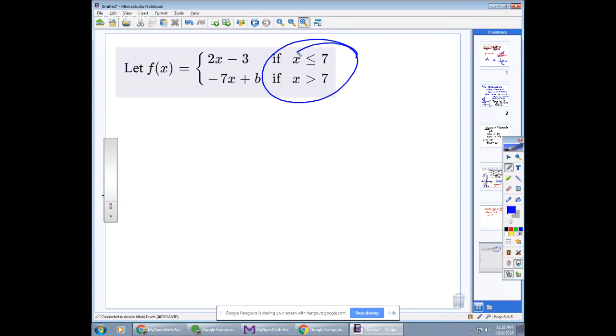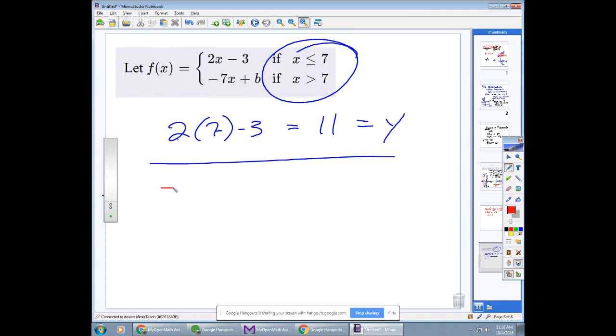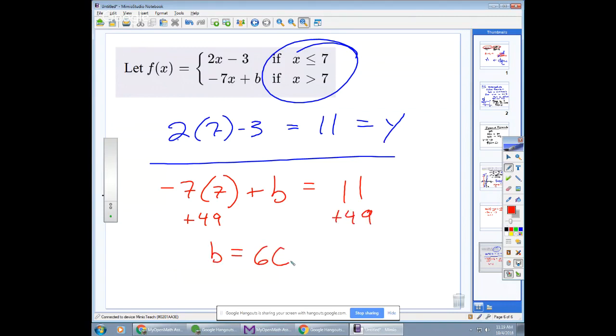So first thing we need to do is say, okay, well, if we plug into the other part, that 7, oops, that gives us what, 14 minus 3 or 11? All right. So if y equals 11, what's the y-intercept for the other one need to be? So now, if I plug in 7 to the other part, I can calculate b if I know I want y to equal 11. So negative 49, add that to the other side. So if b is equal to 60, did I do that right? Mm-hmm. It should work. Okay.